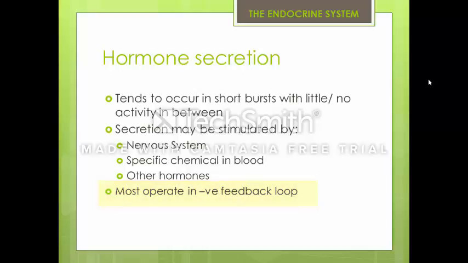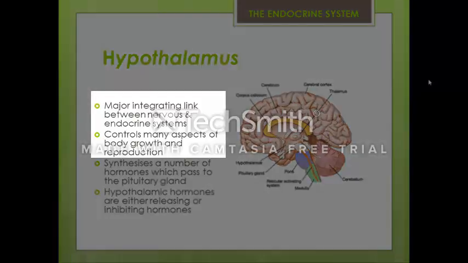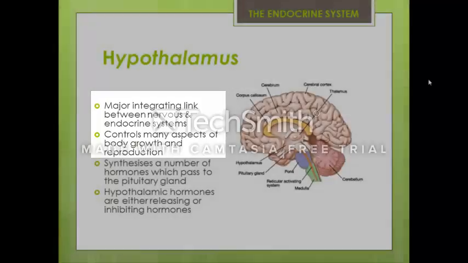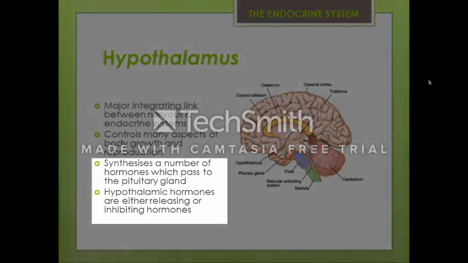So the first endocrine gland we will look at is the hypothalamus, and this is the major integrating link between the nervous and endocrine systems. It controls many aspects of body growth and reproduction. It synthesizes a number of hormones which it passes to the pituitary gland. Hypothalamic hormones are either releasing or inhibiting, so they will cause the release of further hormones or act to inhibit others.